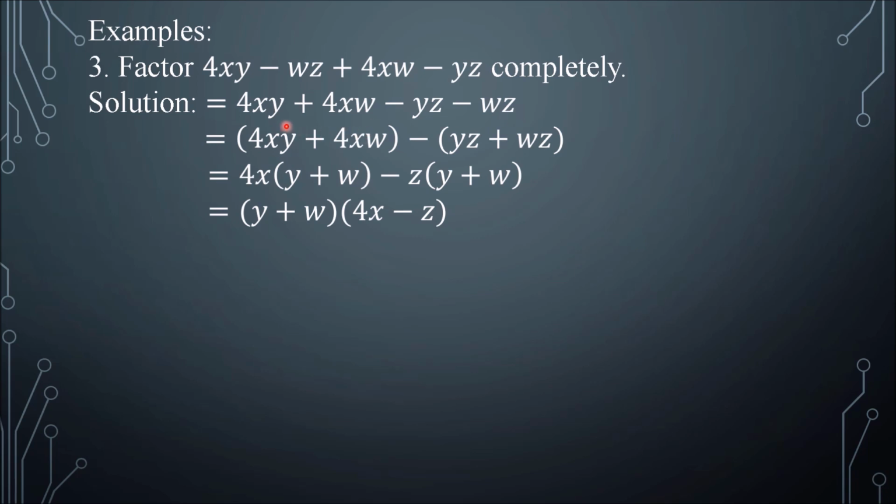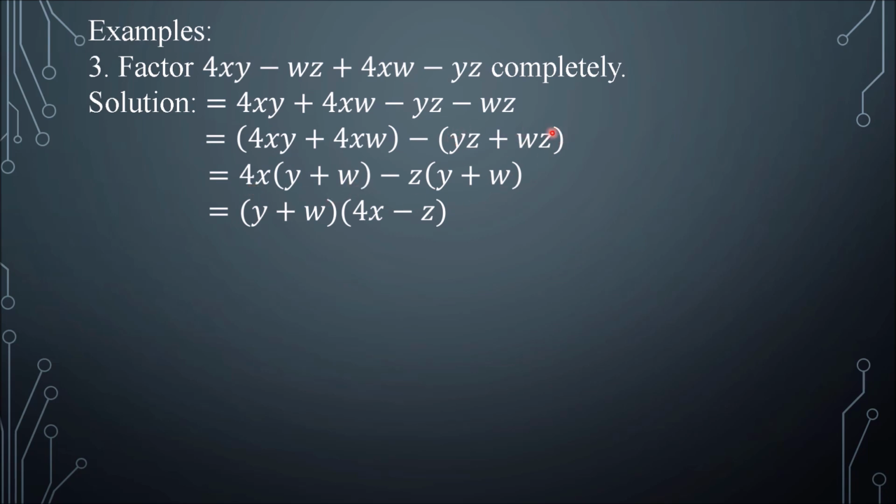Now, 4xy plus 4xw has a common monomial factor. That's why that's the first group. Yz plus wz has a common monomial factor. That's why that's the second group. So the common monomial factor in the first group is 4x. The remaining one is y plus w. So meaning to say, 4xy divided by 4x is y. 4xw divided by 4x is w.